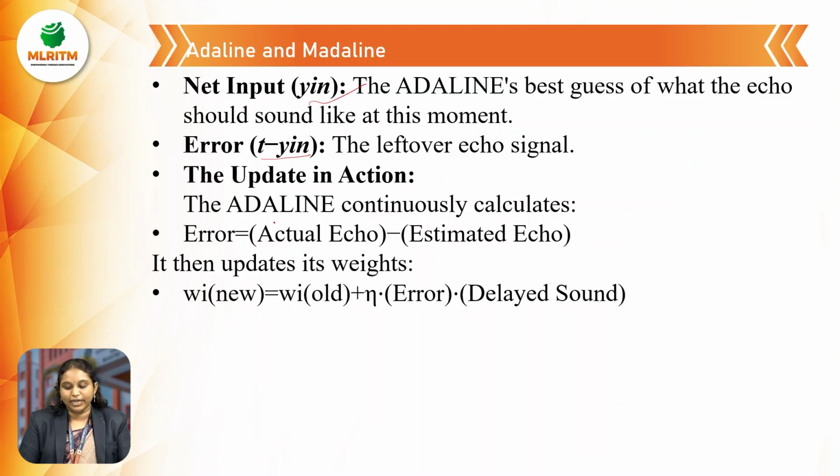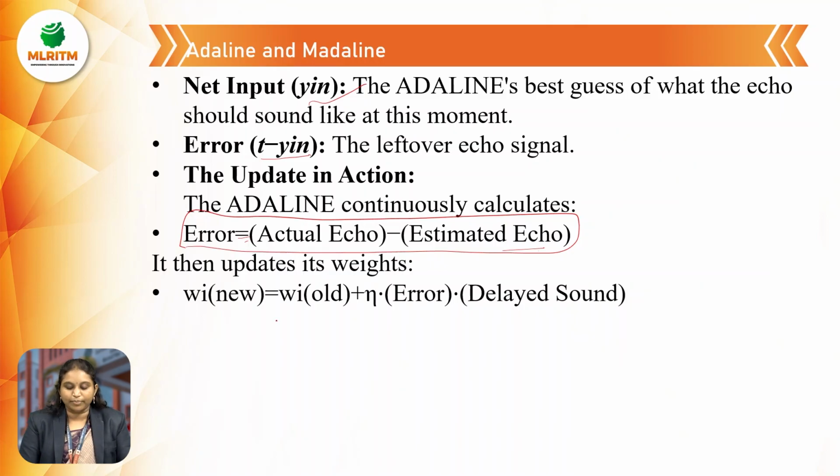Then moving to the update in action: how are we updating the weights? Before, we talked about the updating of weights and biases, and here we also have updates in action. The formula for the error is: error equals actual echo minus estimated echo. This is how we calculate the error in this telecommunication case.